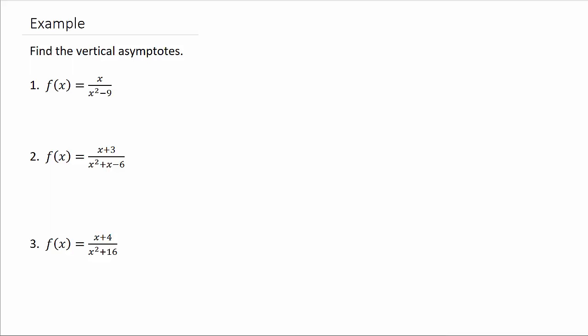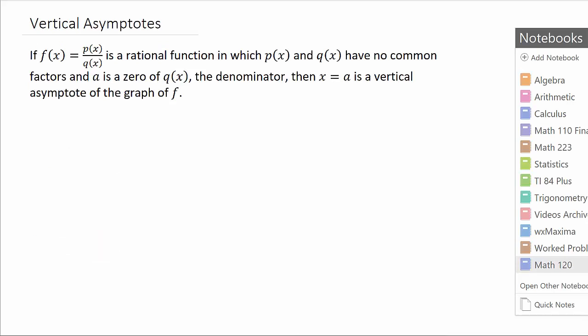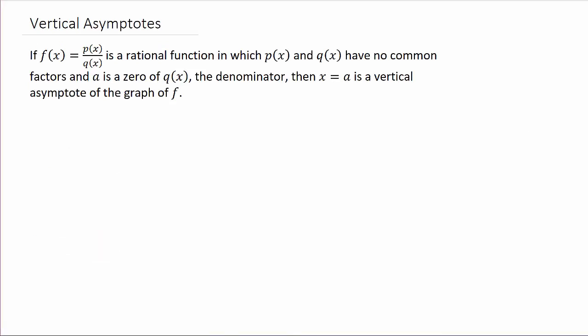Alright, so in this video we're going to find vertical asymptotes. Let's look and see what it says about vertical asymptotes. It says if f of x equals p of x over q of x is a rational function in which p of x and q of x have no common factors, that's the important term right there, and a is a zero of the denominator q of x, then x equals a is a vertical asymptote of the graph of f.